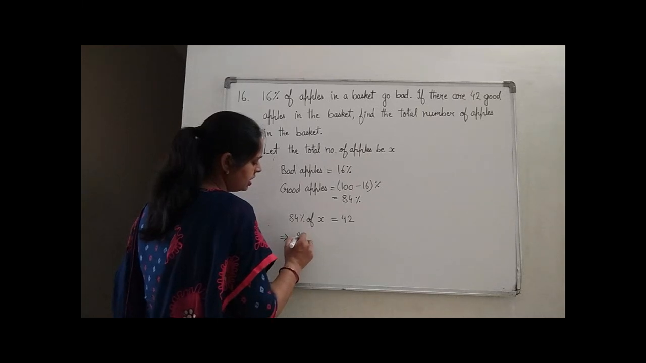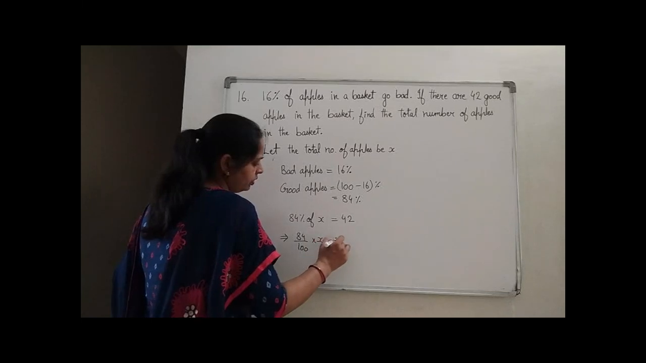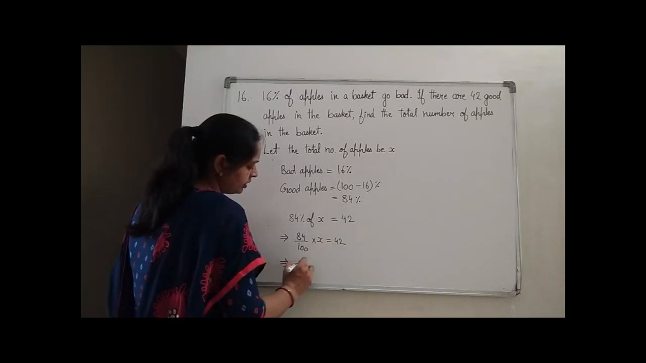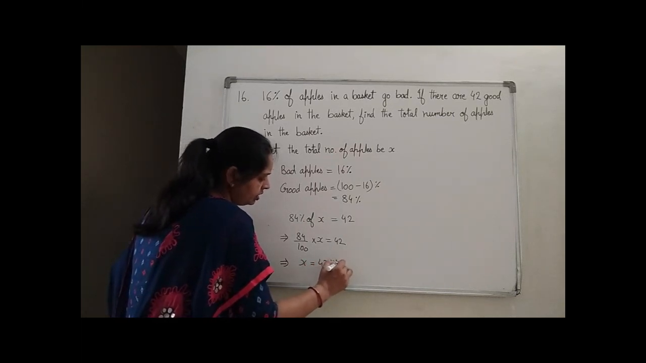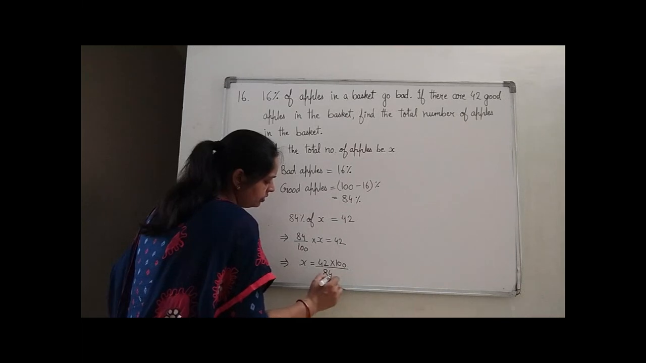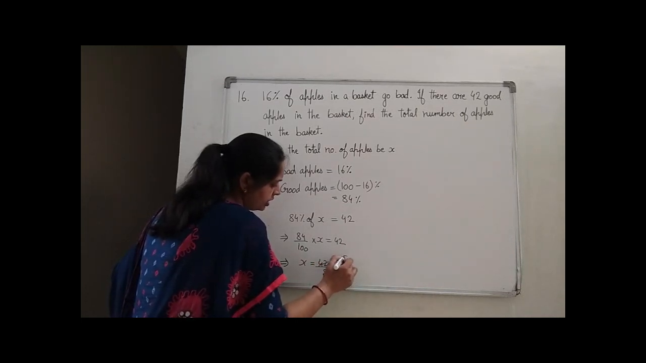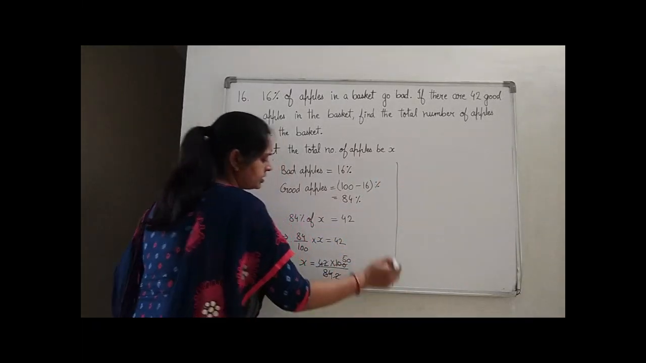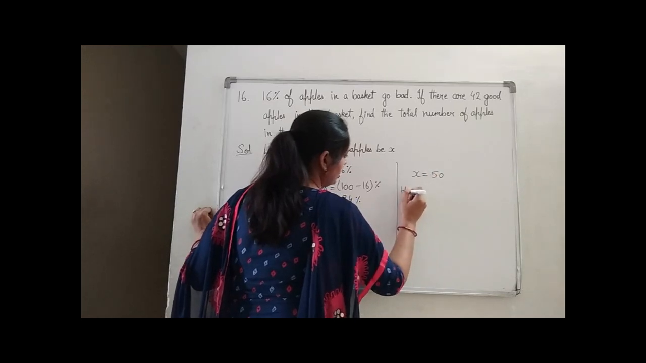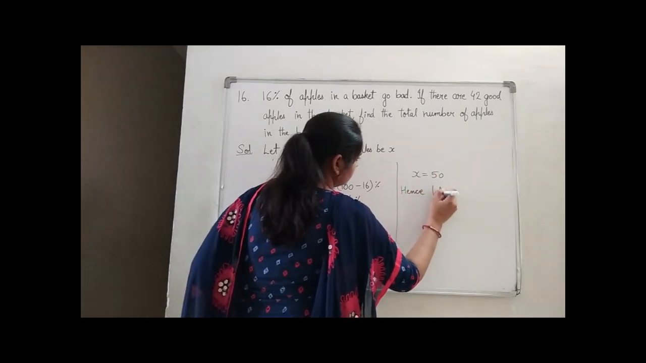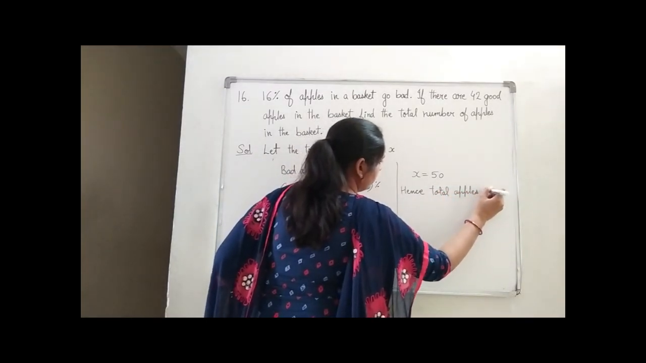So 84% means 84 by 100 of x equal to 42, which implies x will be equal to 42 multiplied by 100 and divided by 84. 42 twos are 84 and 2 fifties are 100. So we got the value of x as 50. Hence total apples are 50 in number.